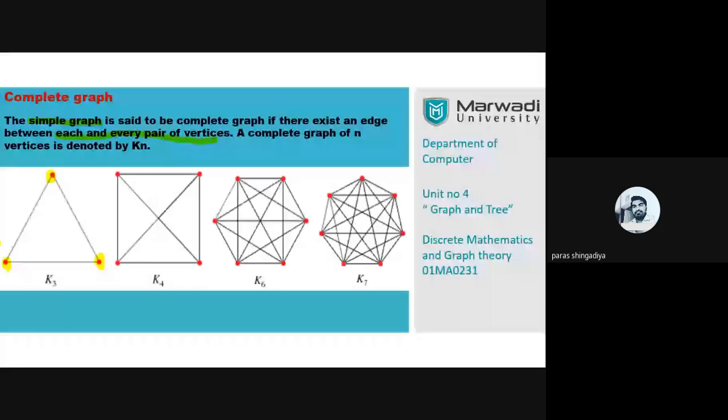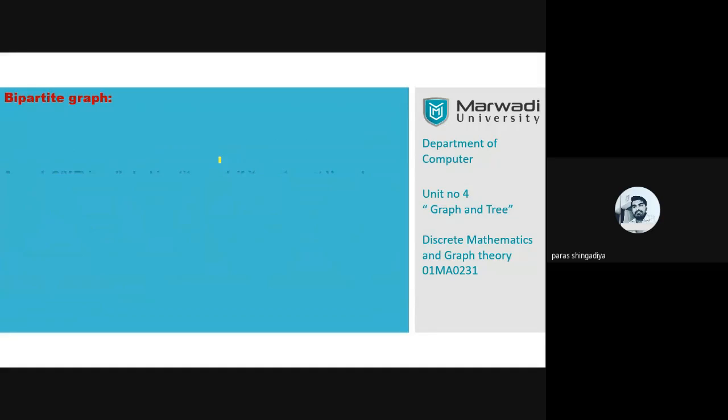So consider this scenario for all the vertices. That becomes a complete graph. That is a K3. The notation for a complete graph is Kn. That is 3 vertices, so it is denoted K3. That is 4 vertices, so it is a K4. That is 6 vertices, so it is called a K6 graph. That is a K7 graph. So that is a complete graph.